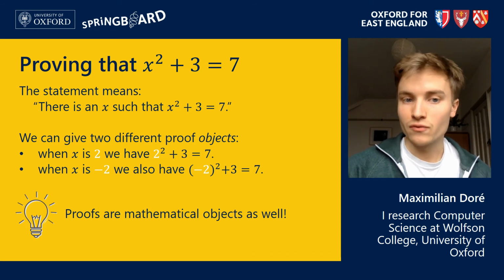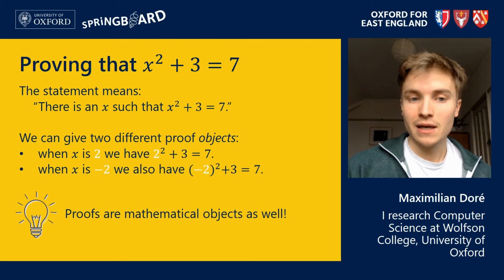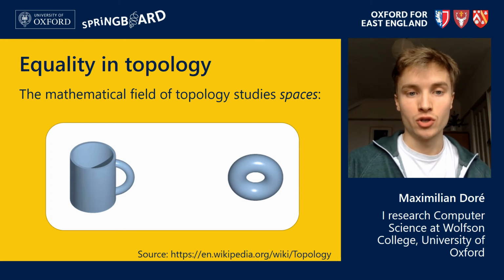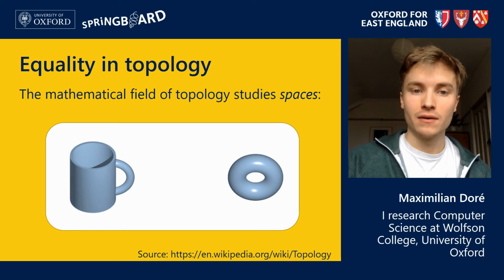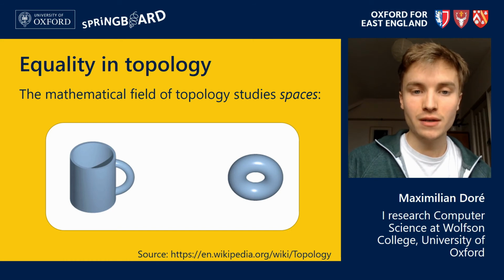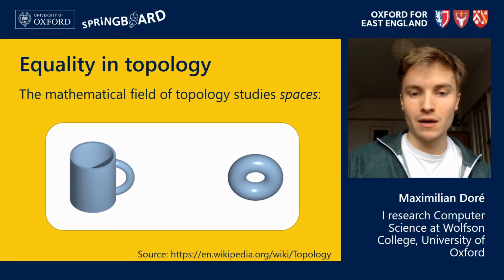For the natural numbers, so for this case, there isn't much interesting going on, because 2 and minus 2 are just two different numbers. But in a different field, these different relations between proof objects are very, very crucial. And that's the mathematical field of topology, which is concerned with studying spaces. In this context, space is really something you know from everyday life, so something like a coffee mug or a donut. And then mathematicians try to devise a theory about these spaces and abstract away from things like the color or the size of a coffee mug and get by at the fundamental properties of such a shape.